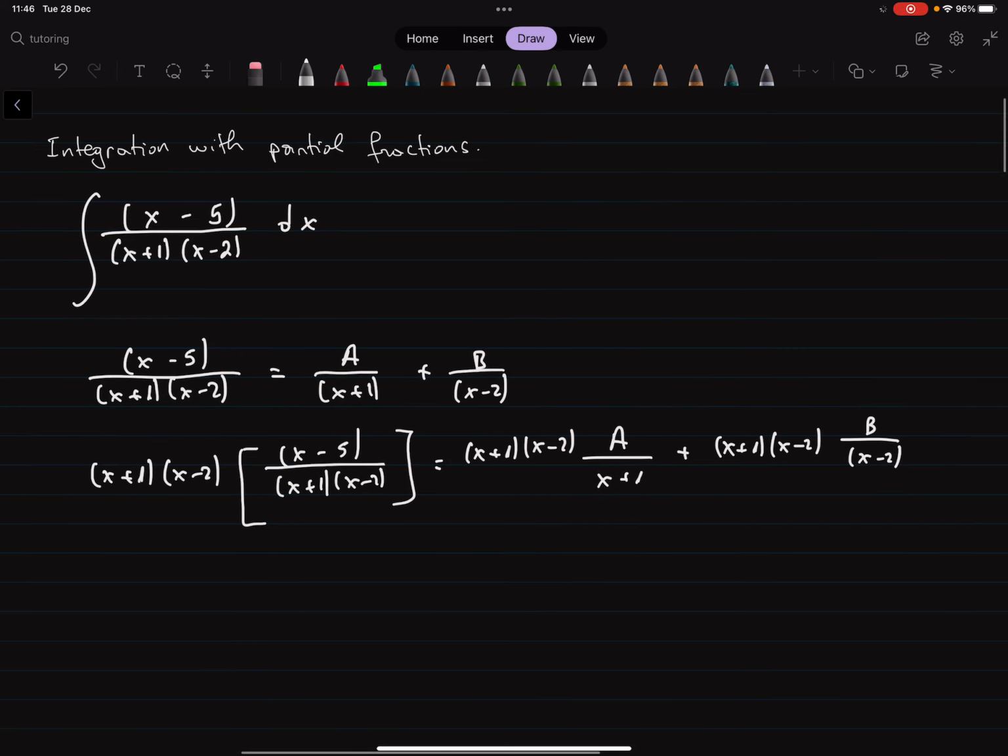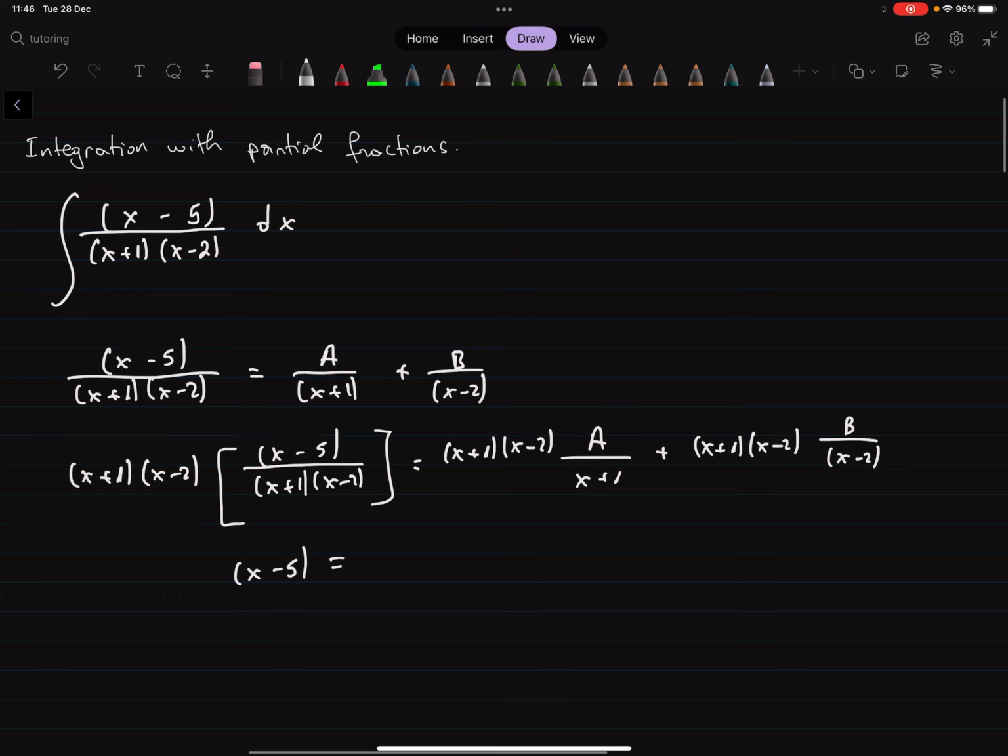So from here we can see that the x plus 1 and x minus 2 in the numerator and denominator will cancel out. In this case, we'll only be left with x minus 5. We are done with the left side, and now we continue on the right side. We can see that x plus 1 will cancel out with x plus 1, and it will only be left with a, x minus 2. And in the other case, we have x plus 1, x minus 2, and the common thing is x minus 2, so that will cancel out. We'll only be left with b, x plus 1.